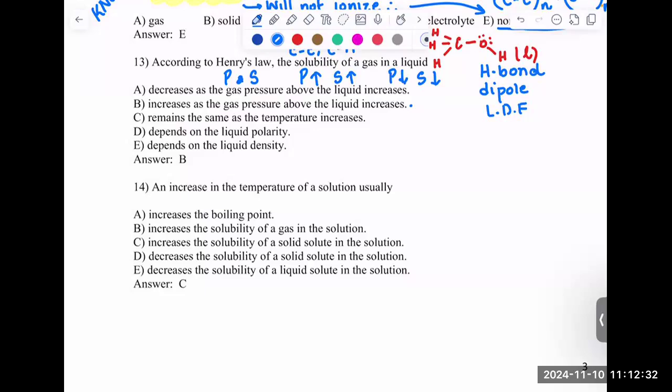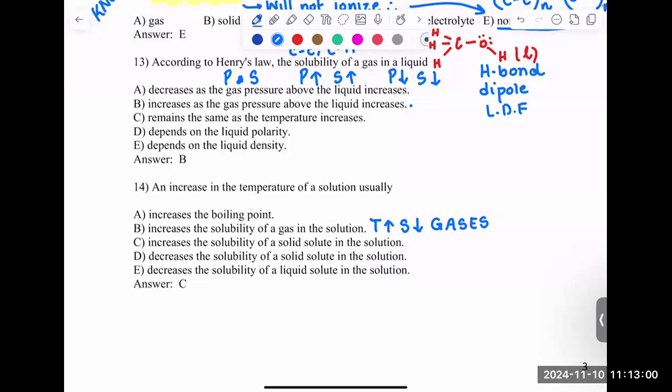Next, an increase in the temperature of a solution usually increases the boiling point. Increase in the temperature increases the boiling point. Increase in the solubility of the solution. An increase in the temperature of a solution usually increases the solubility of the gas. No, this is wrong. When the temperature increases for the gases, the solubility goes down. So this is not the right answer.